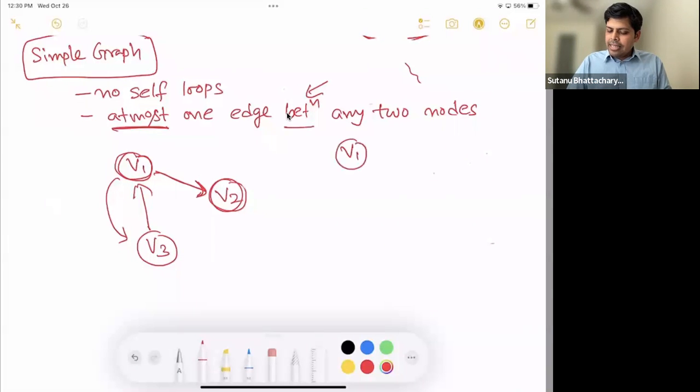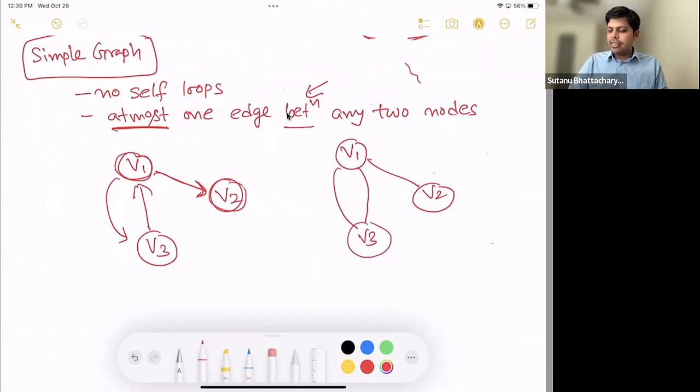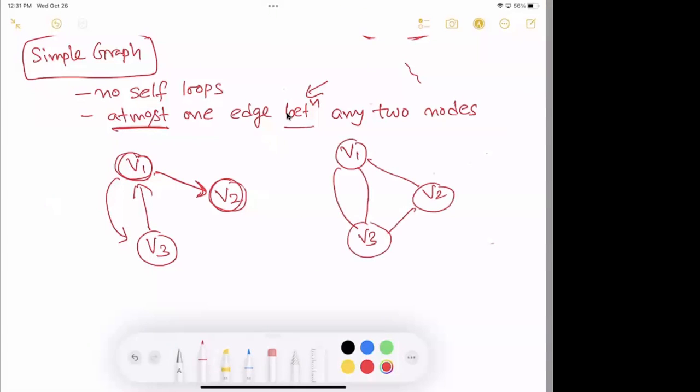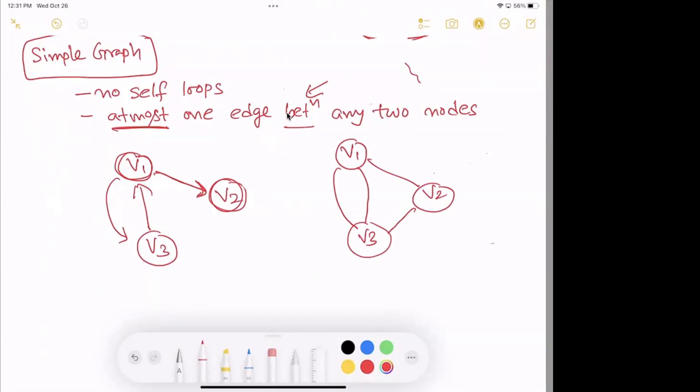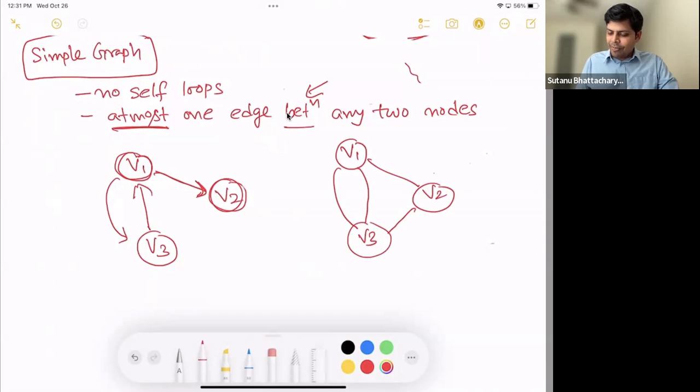But in the case of the undirected one, can you say whether this is a simple graph or not? Can you say anything? Is it a simple graph? I have a question. Yes. In the first graph, between V1 and V3, there are two directions, like two edges. So I think that is not a simple graph. Good question, great question, Aditya. Try to understand the difference between these two graphs. One is undirected, one is directed.